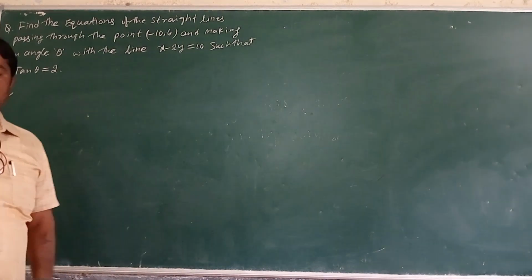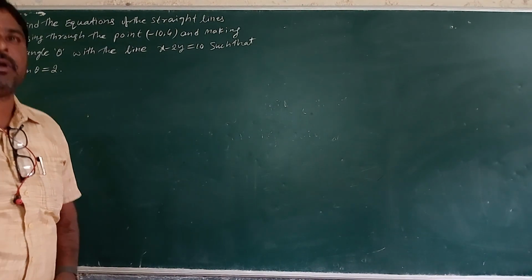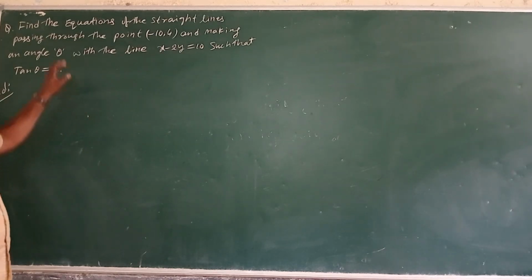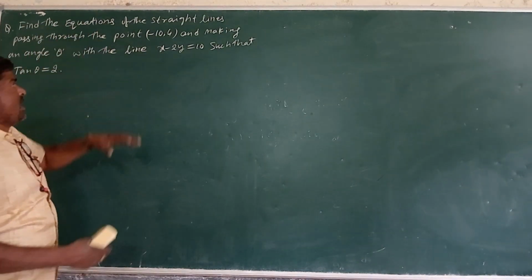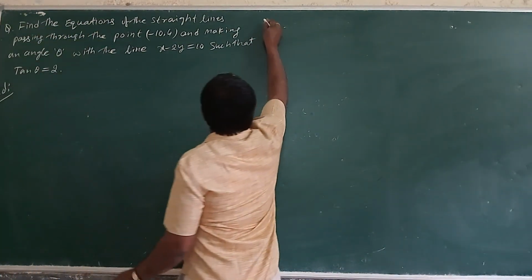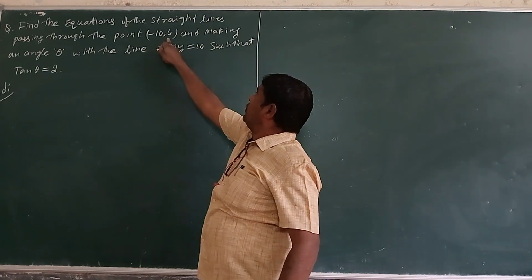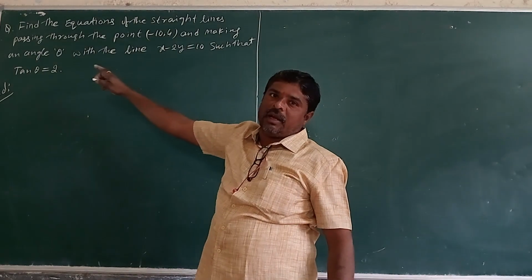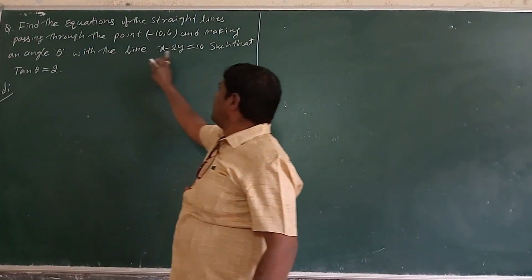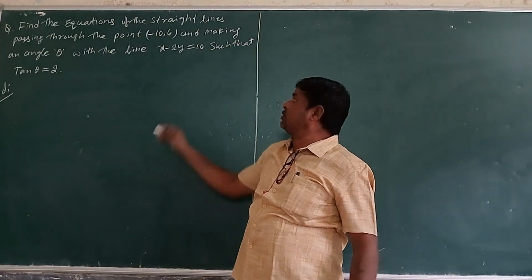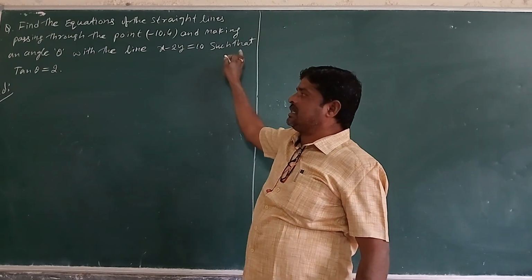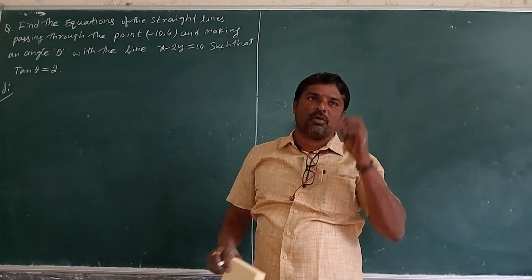Okay. Next one is the intermediate model, line continuation. Find the equation of the straight lines passing through the point (-10, 4) and making an angle theta with the line x minus 2y equals 10, such that tan theta equals 2.